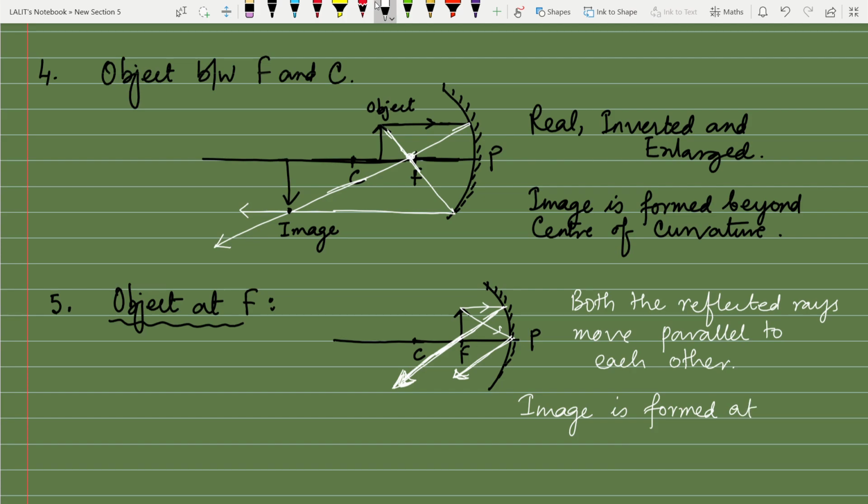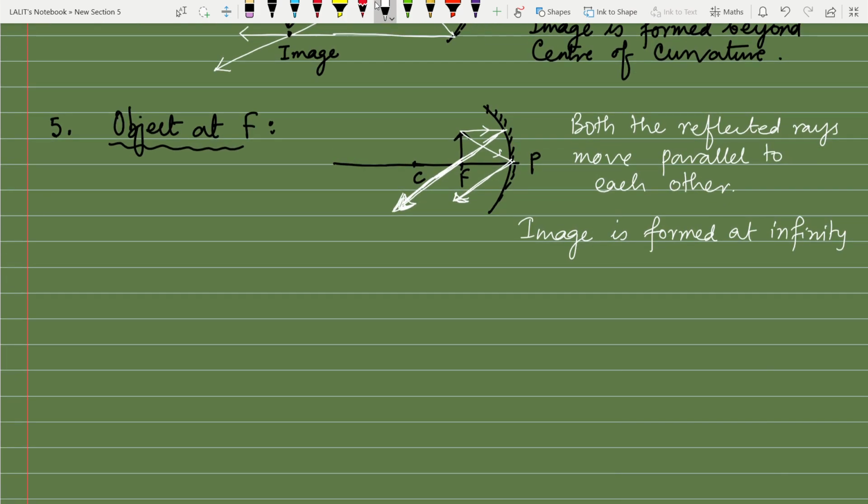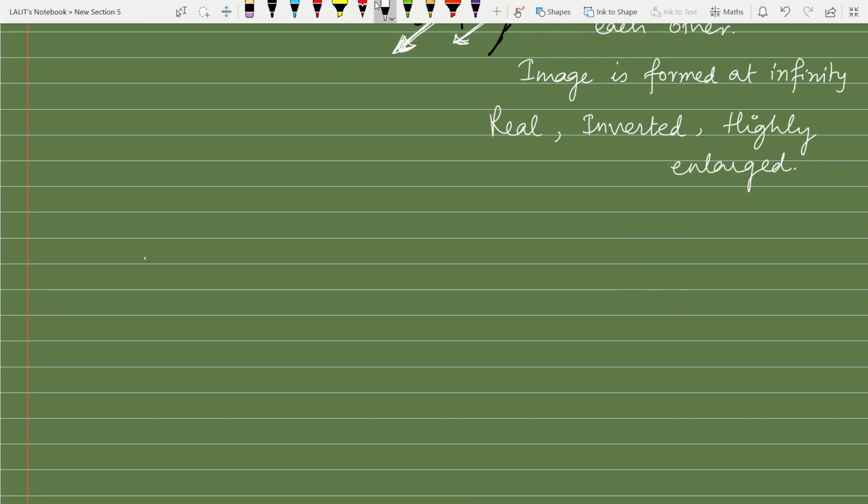Image is formed at infinity. And the second important thing is, because the rays are below the principal axis, it would form a real image. Real means inverted, so it is real and inverted, and if by chance they are meeting at some point very far away, it would be highly enlarged. So this is about object at focus. Let us come to the last one in the concave mirror, object between pole and focus.